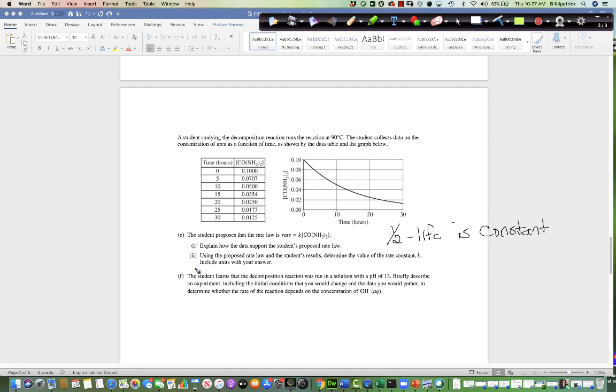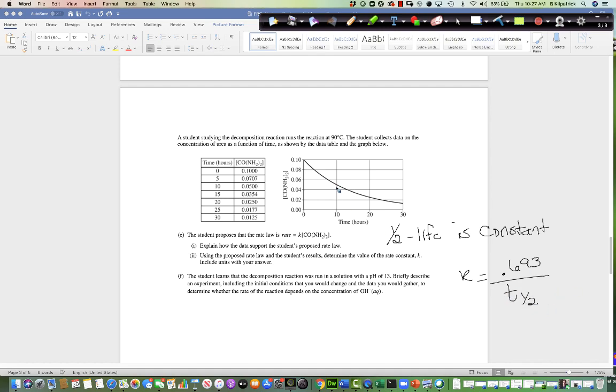For the next part, use the proposed rate law and the student's results to determine the value of the rate law constant. So if you go into your data book, your data book has a half-life equation. In the data book under kinetics, you're going to see an equation involving half-life. It's 0.693 divided by the half-life.